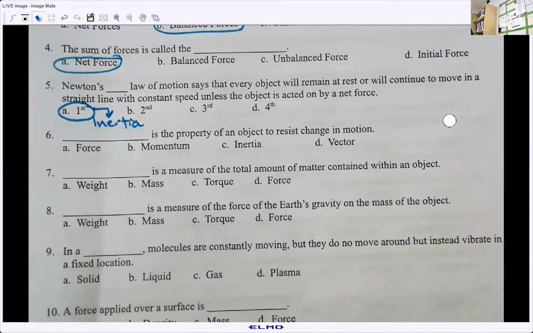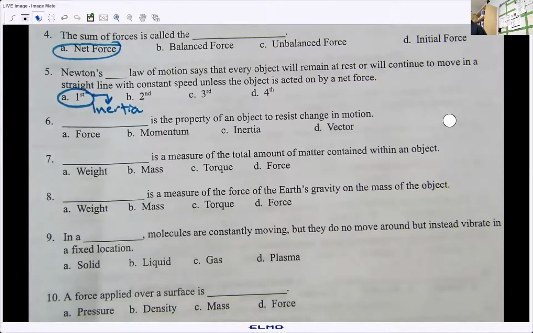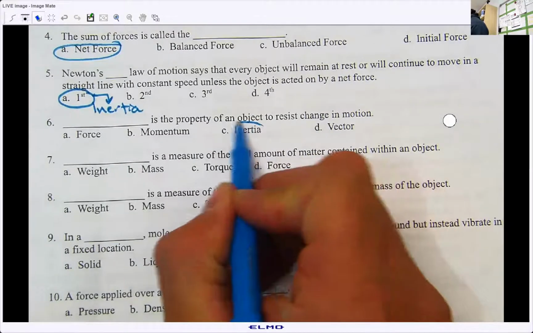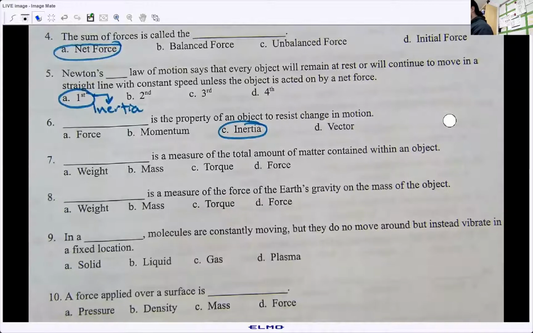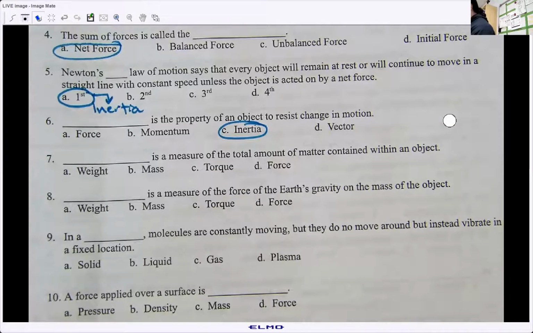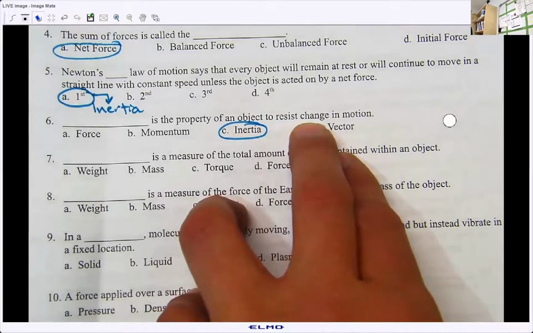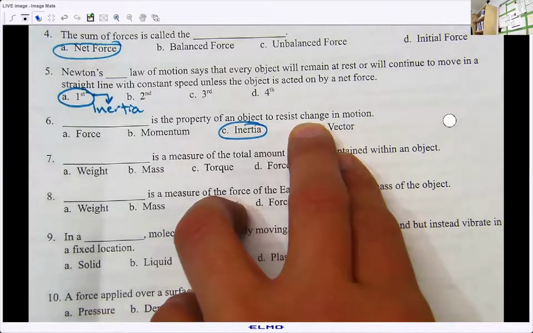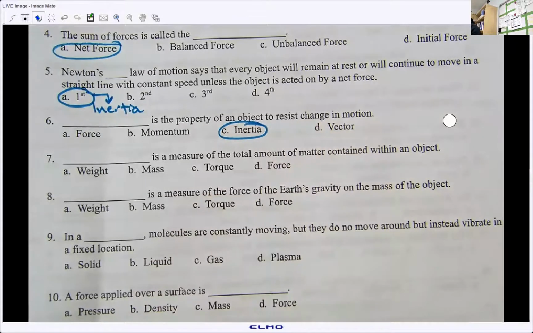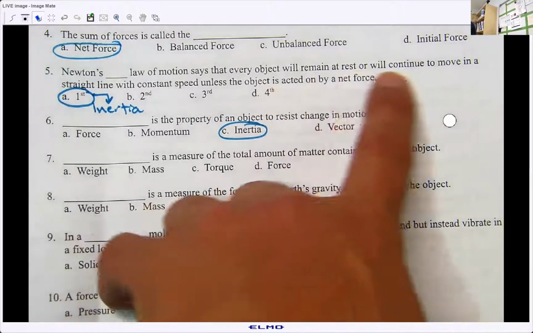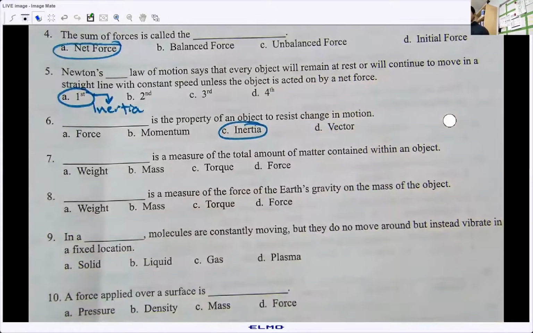Blank is the property of an object to resist its change in motion. That is inertia. Right? Resist change in motion. Well, if it resists a change in motion, that means that it wants to continue doing whatever it's doing. And so if it's continuing doing whatever it's doing, that's this right here, right?